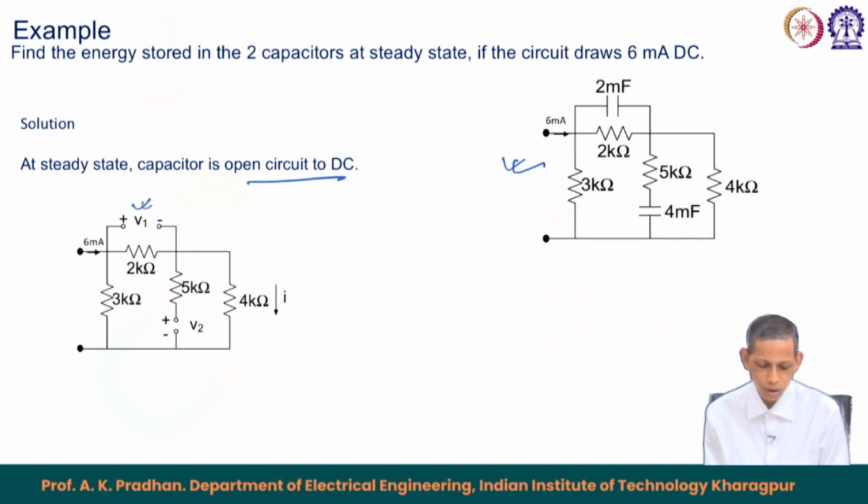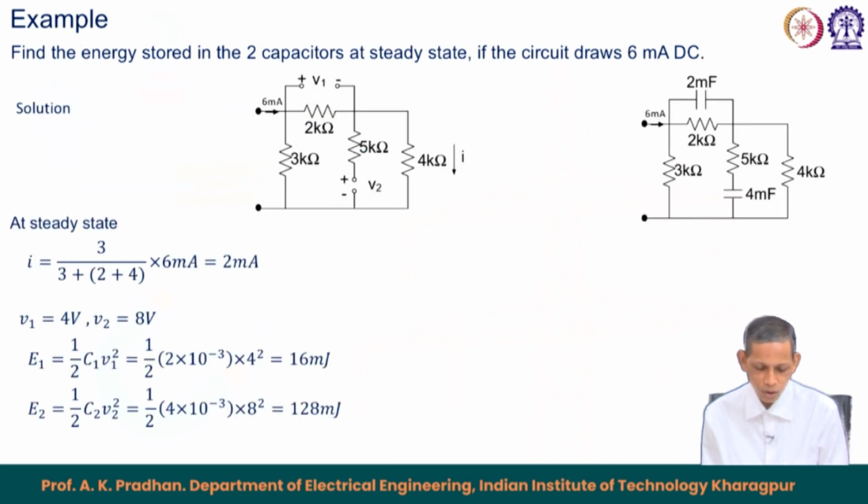So, going to the solution, as I said, this circuit in a DC environment becomes open at the 2 capacitor positions. So, let us say this is V1 and this is V2, and the current flows one path like this and one path like this. Let the current through the 2 kilo ohm and 4 kilo ohm in series be I. So, we will find I. I becomes equal to 3 upon 3 plus 2 plus 4 into 6. This happens to be 2 milliampere.